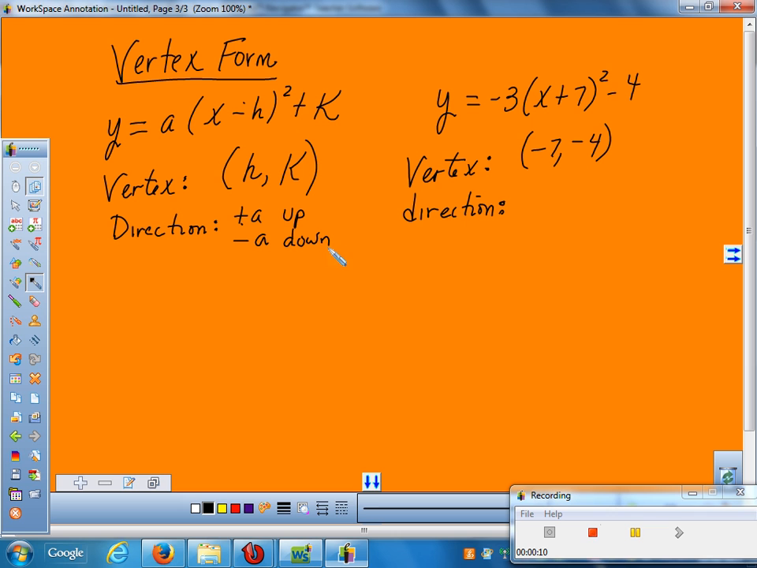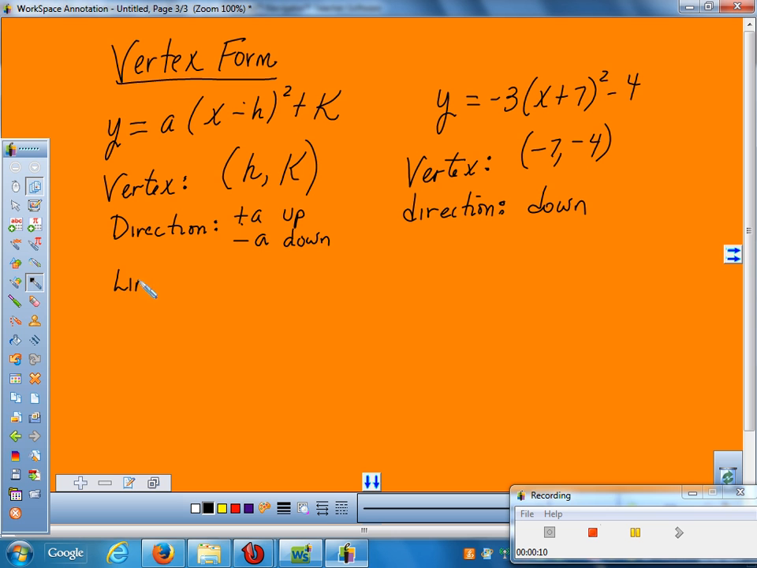Does it matter what the number is there? Nope, the number has no effect on the direction. The number affects how wide it is, and I'm going to get to that in a second. So in our case, which direction will this one go? If it's got a negative 3, it's going to go down. It's a negative, so we know this parabola will curve downward.